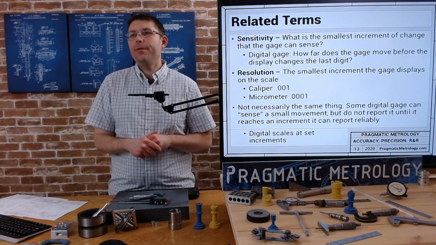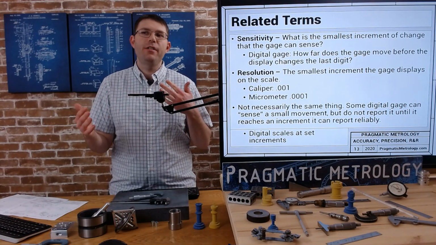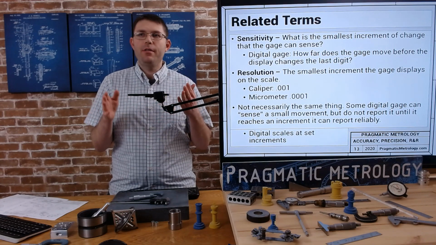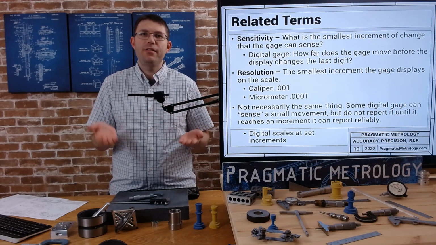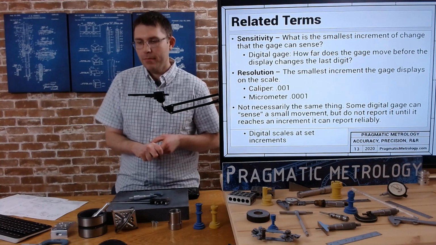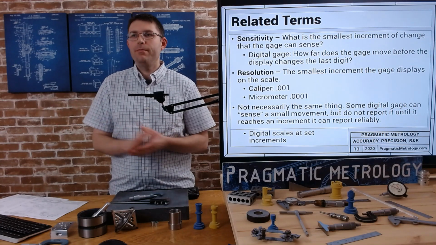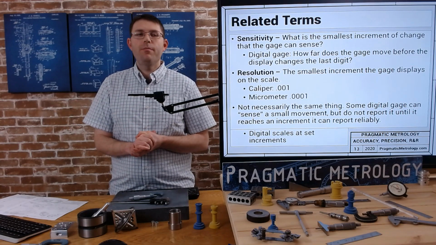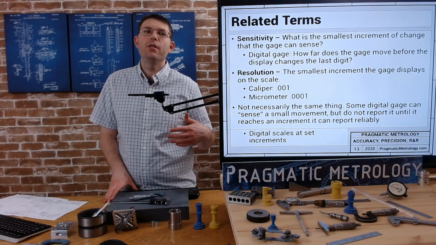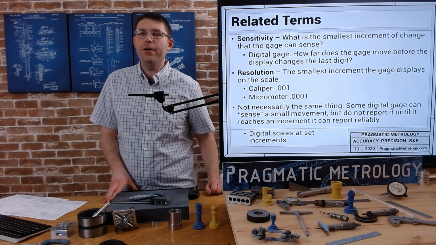And that's the difference between resolution and sensitivity. My point at the bottom there is sometimes they're not the same. Sometimes the gauge is sensing something, but it's not displaying it when it's digital. And then, the most important ones are going to be the Gage R&R, accuracy, resolution, accuracy, precision, and uncertainty. But these are a couple that are kind of related.